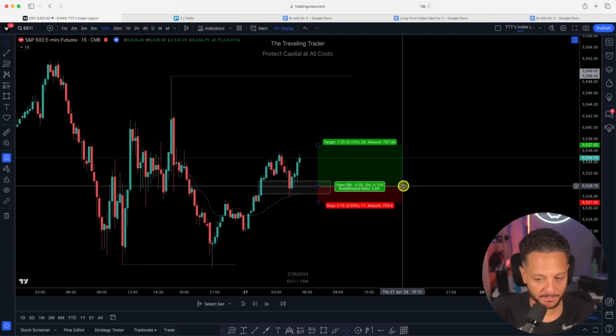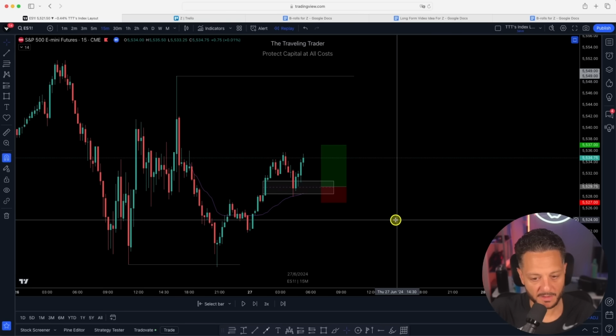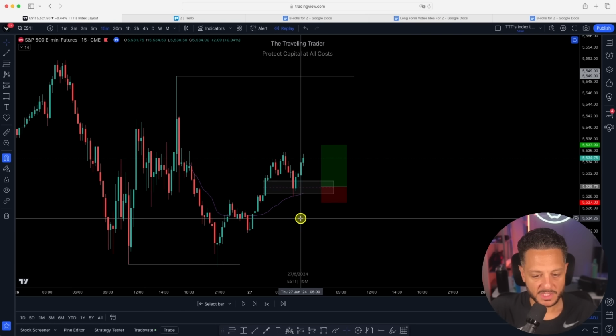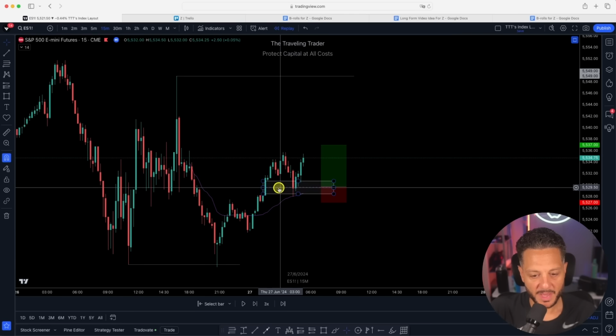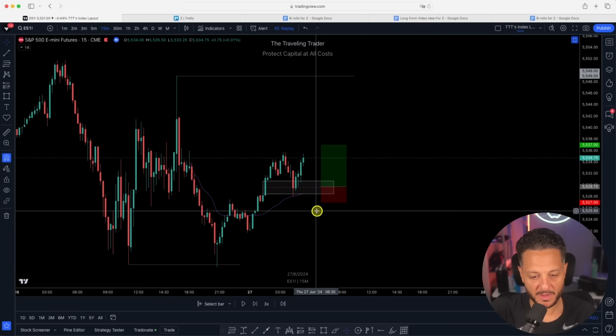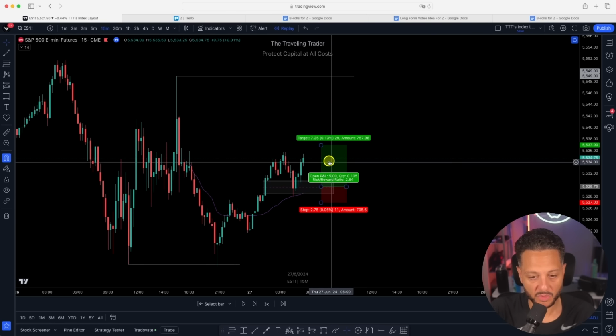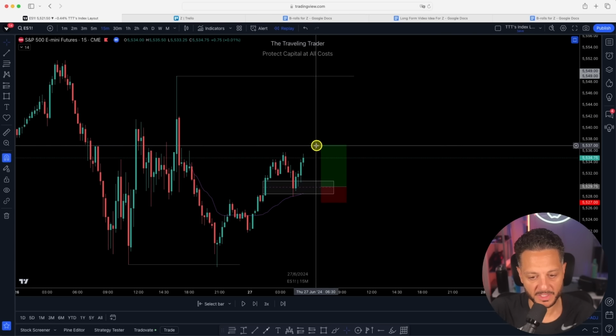I would say if you're a beginner and you're not really confident yet with regards to reading liquidity draws, etc., make a habit, at least until you get better, of setting your entries in the middle of the fair value gap, and in this case, lower because it's a bullish fair value gap, or higher if it's a bearish fair value gap, right?